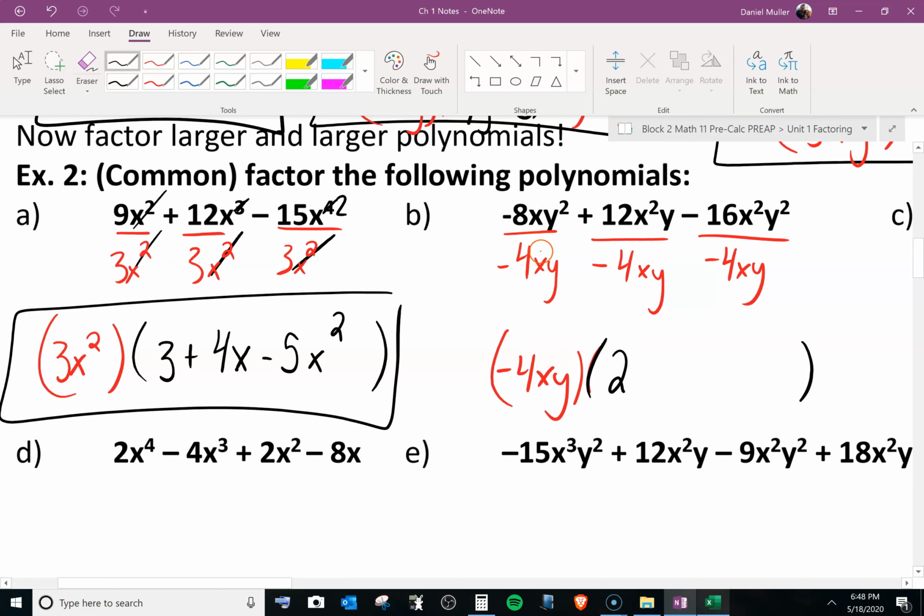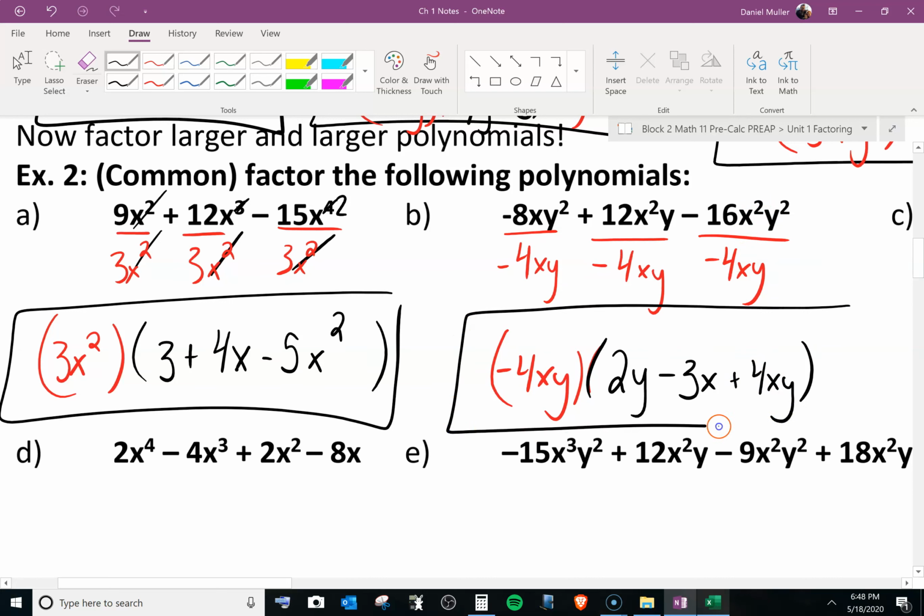and we will be left with negative 8 divided by negative 4 is 2. The x's are gone, and there's still one y remaining on top. 12 divided by negative 4 is negative 3. There's an x remaining on top. Negative 16 divided by negative 4 is a positive 4. There's an x on top and a y on top. And so that is considered fully factored.